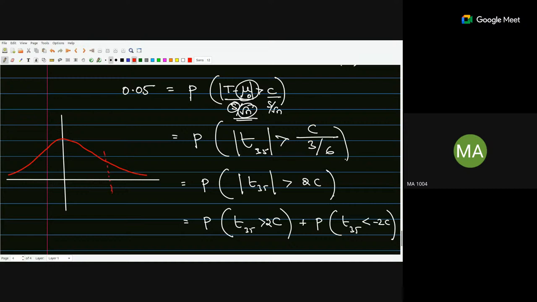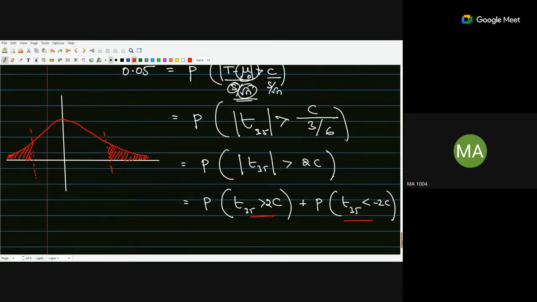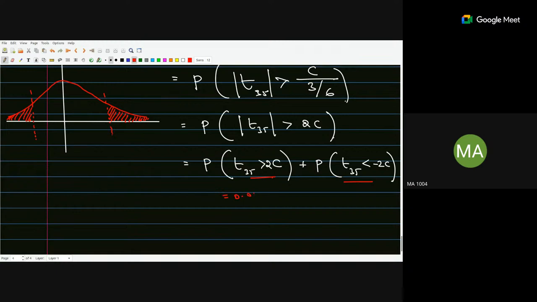So this alpha is coming from two probabilities. One is this area, and the other is this area. If you observe correctly, these two should be equal. And if these two are equal and their sum is 0.05, then both of them should be equal to 0.025.